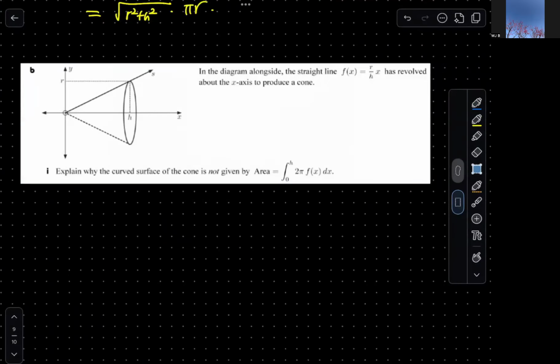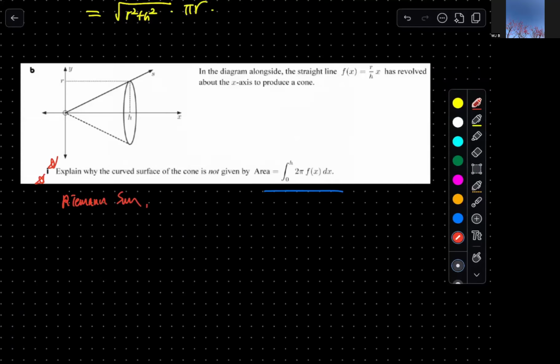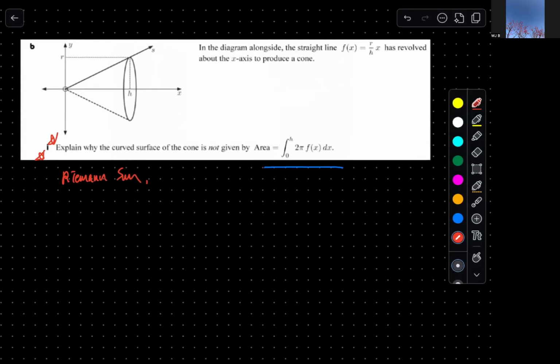Okay, so for part B, it says in the diagram alongside, the straight line has revolved around the x-axis to produce a cone. Explain why the curved surface area of the cone is not given by this. Okay, so this B1 will be very, very important because it's about the Riemann sum. So here's the thing, okay? I want you to please send me a chat.